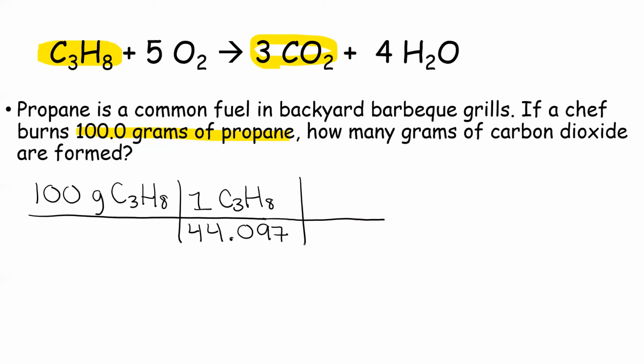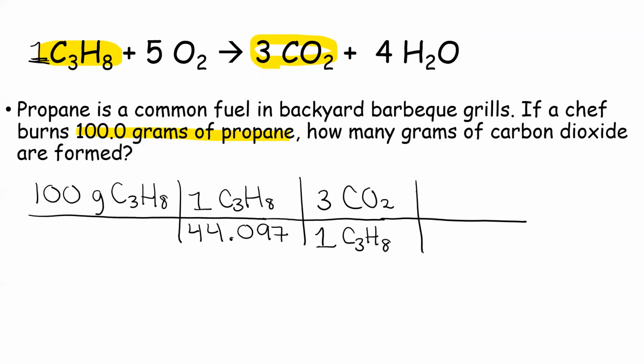Next up is to use that mole-to-mole ratio. Remember, if there is no coefficient, that is equivalent to 1 mole. So I know that there's 1 mole of C3H8 for every 3 moles of carbon dioxide. And finally, it's asking how many grams of carbon dioxide are produced. So once again, I'm going to use the molar mass, this time of carbon dioxide. When I plug that in, I get 44.01 grams, and that is equivalent to 1 mole of that carbon dioxide gas.